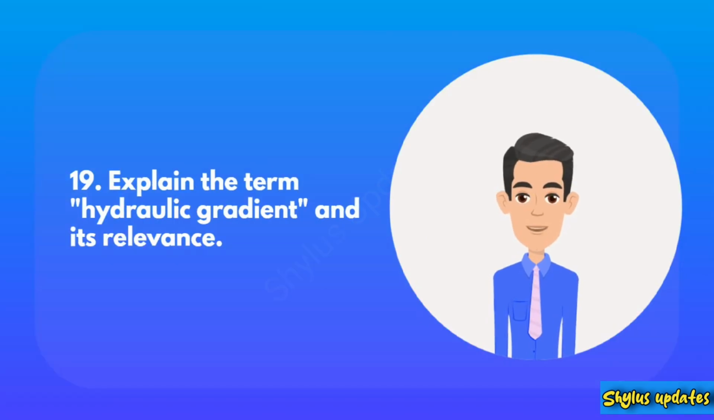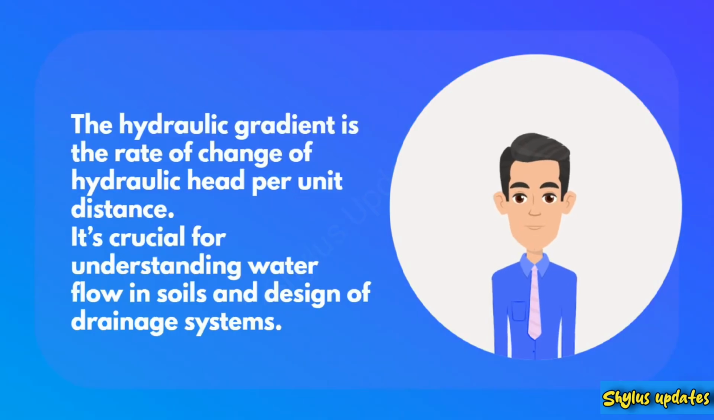19. Explain the term hydraulic gradient and its relevance. The hydraulic gradient is the rate of change of hydraulic head per unit distance. It's crucial for understanding water flow in soils and design of drainage systems.